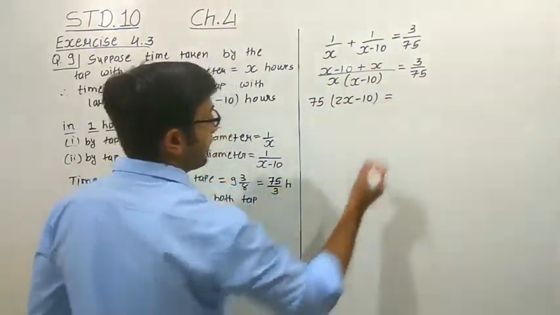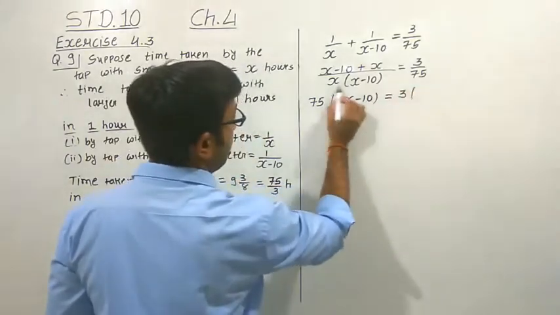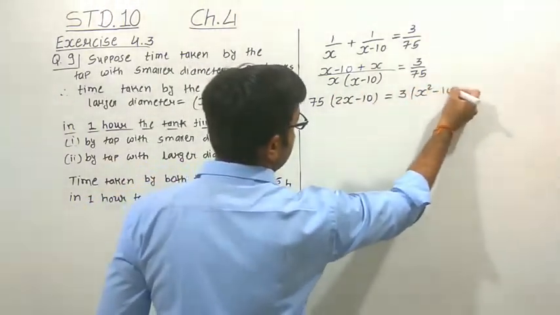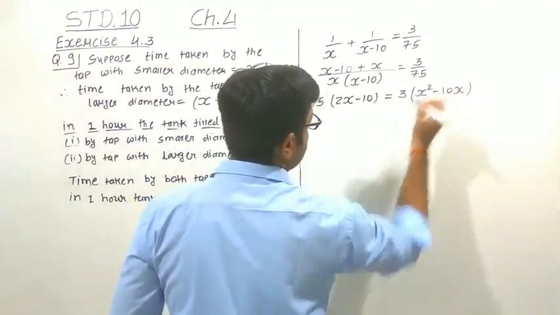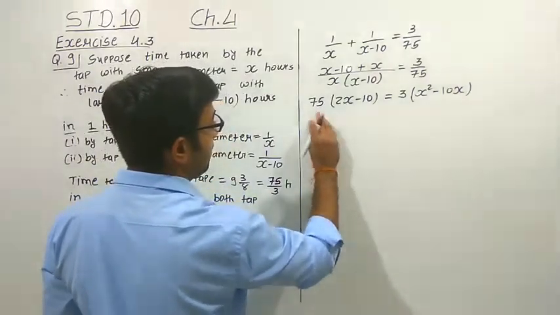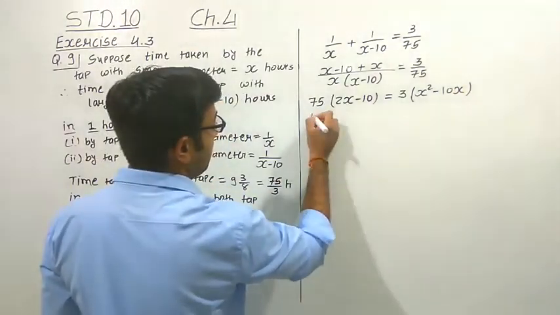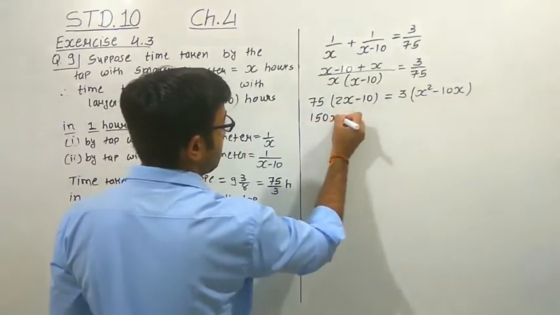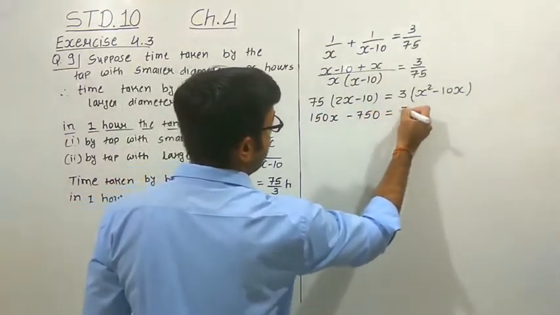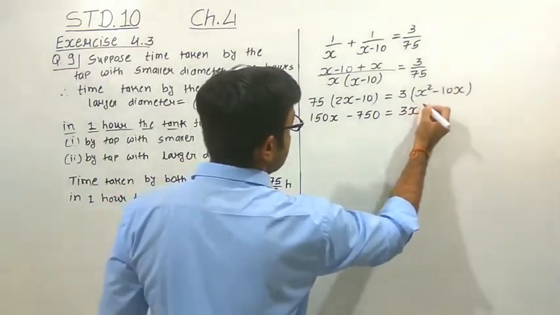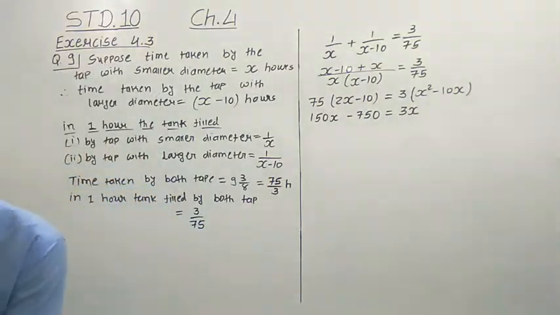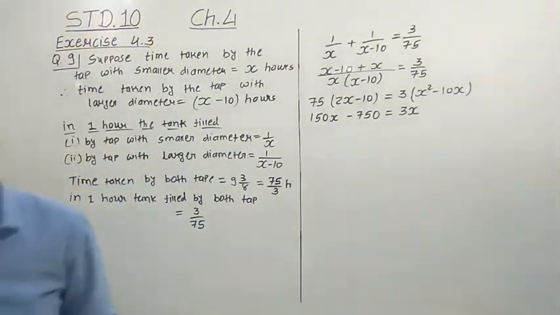And on the right hand side what we get: 3 is there as it is, x into x, that is x square, and x into 10, that is minus 10x. Okay, now just simplify it and make one quadratic equation. 75 2s are 150x minus 750, that is equal to 3x. Okay, one thing we can do here is that we can simplify it.